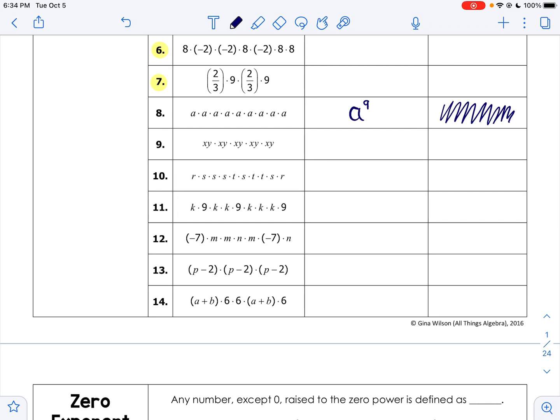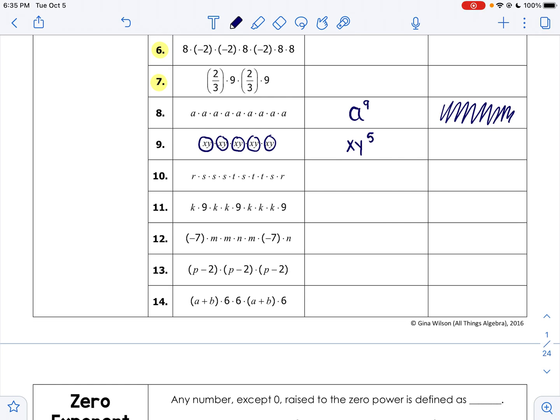For number 9, we could do the same thing. So we don't have to group number 9 like we did 6 and 7. The term that's being repeated multiplication is xy. That term stays together. So xy is my base. We're not going to separate that. So my base is xy. Then if I count how many times I'm multiplying that, that's going to be 5 times.